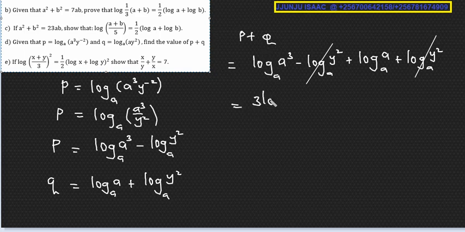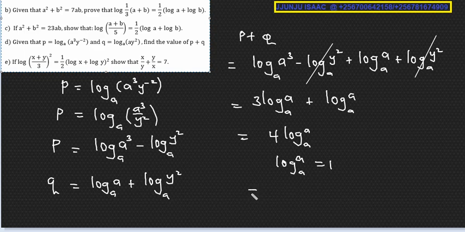3 log base A of A plus log base A of A, which is 4 log base A of A, and we know that log base A of A is equal to 1, so P plus Q is equal to 4. So it was very easy. Now let us see the last one.